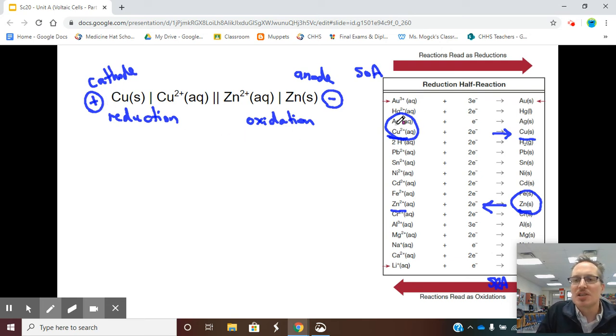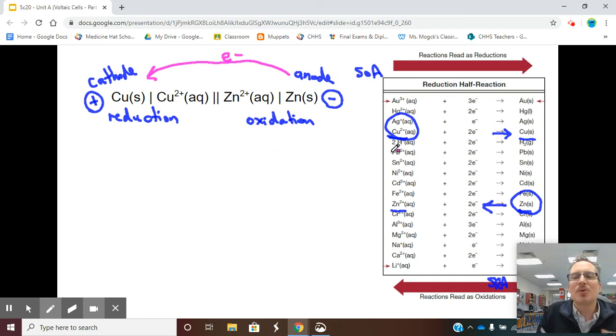That's where reduction is. So when I read this way, strongest oxidizing agent, this is reduction. I'm going to start down here and come up. When I read the other way, this is oxidation. The other thing we can do on this is remember, electricity is smart. Electricity flows this way, always from anode to cathode, because electricity flows alphabetically.